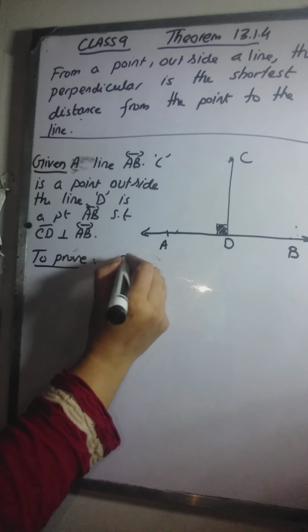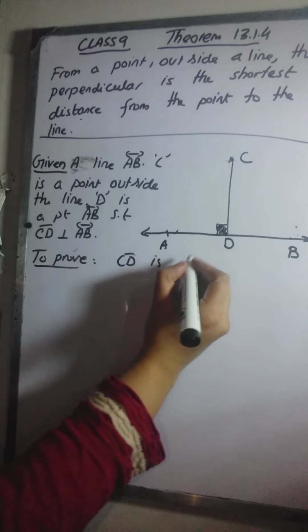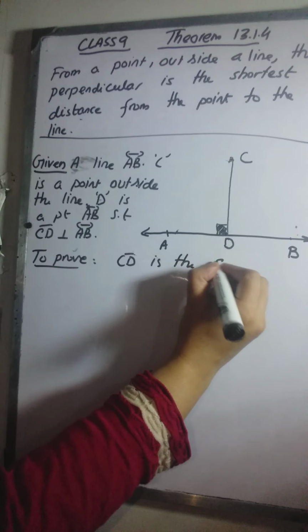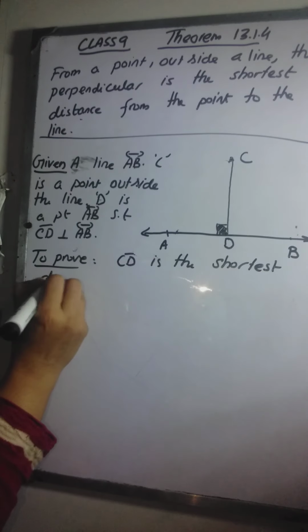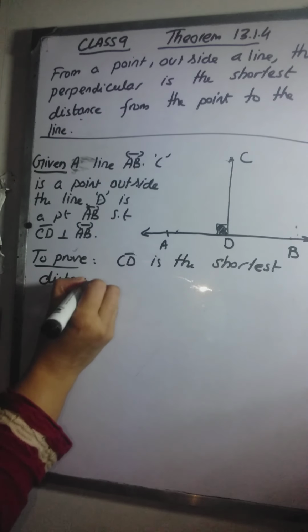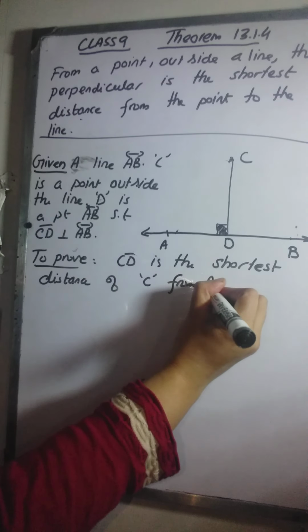We have to prove that CD is the shortest distance of C from AB.